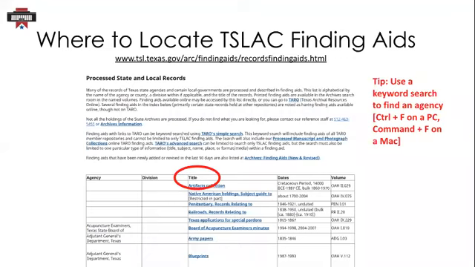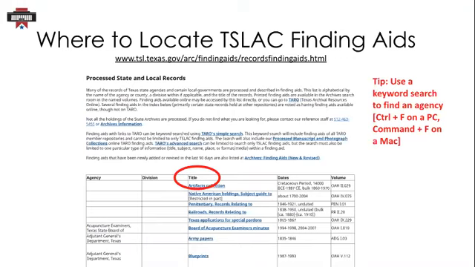And since we're only open for appointments right now, you can contact us if you want to look at a finding aid that's not available online, and we can make it available to you by email usually. So you may be wondering, why is it called processed state and local records?